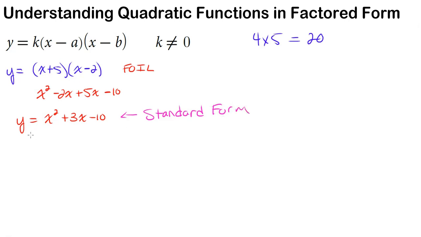Now, y equals x squared plus 3x minus 10 is equivalent to y equals (x plus 5) times (x minus 2). This is the factored form of this function, because we haven't multiplied yet. (x plus 5) times (x minus 2) becomes x squared plus 3x minus 10. So x plus 5 and x minus 2 are the factors of x squared plus 3x minus 10. That's why this is called factored form.